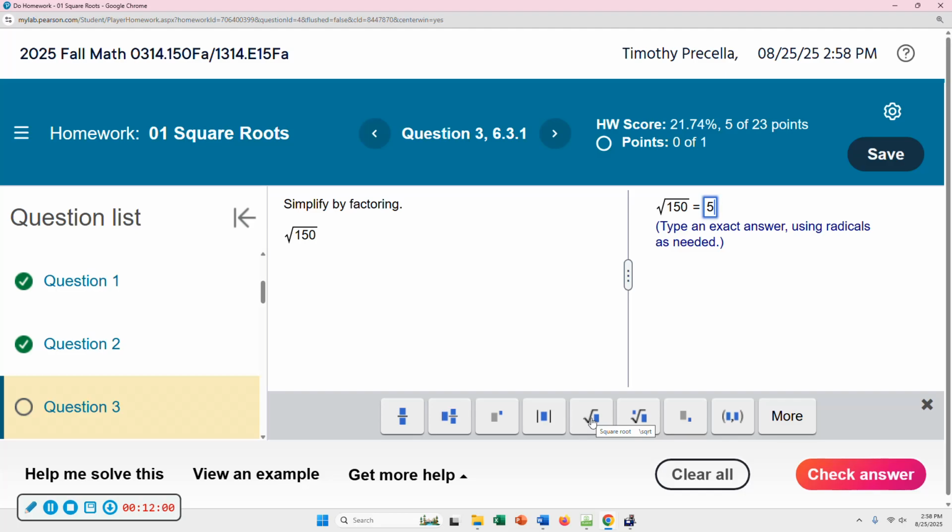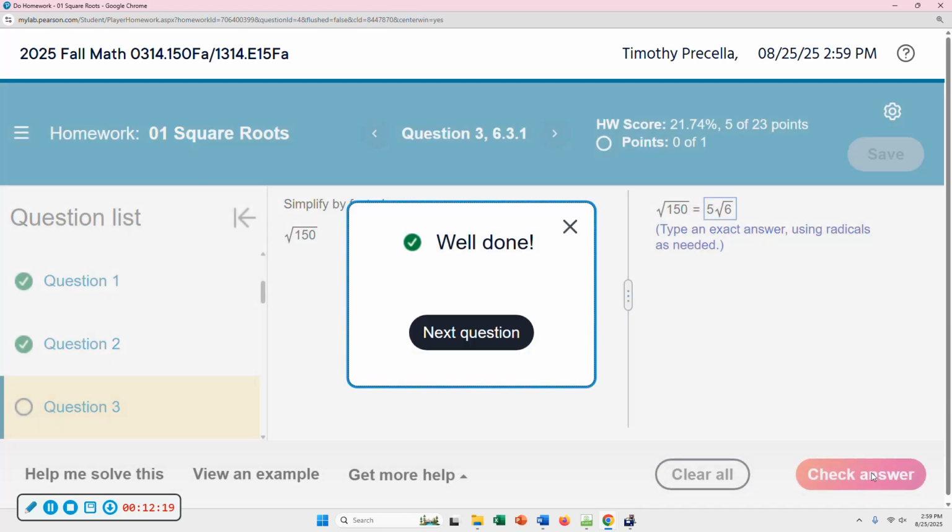There's another radical right beside it. That's for cube roots and fourth roots. And we won't be seeing those today, but we'll see them in future assignments. The symbol you want is the square root symbol. You click that, and then underneath the radical, you type the 6. Check answer. Any questions there?